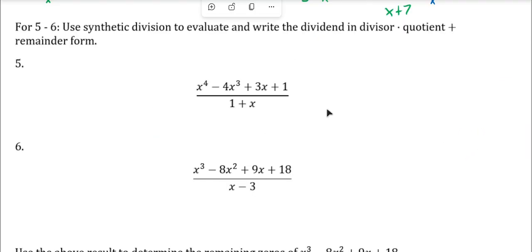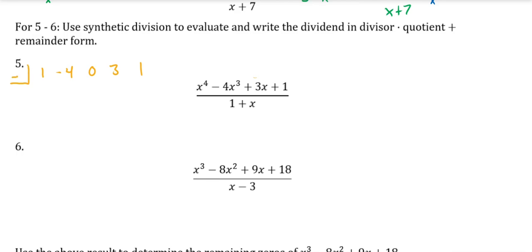The next ones ask us to repeat this process, but to write it in a different form. We want to write how this factors or almost factors by writing the dividend, that's the numerator here, as divisor times quotient plus some remainder. We begin as before by encoding the coefficients for synthetic division. 1, minus 4, there are no x squareds, 3, and 1 are my coefficients.